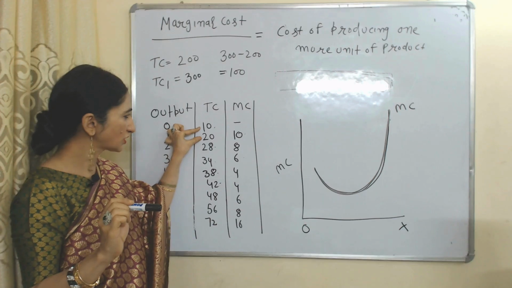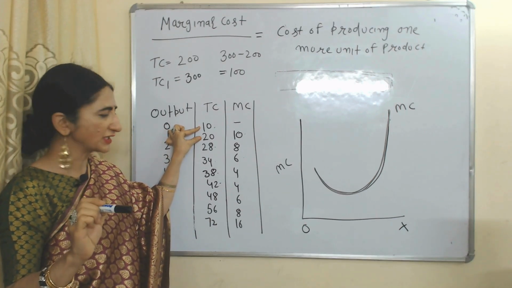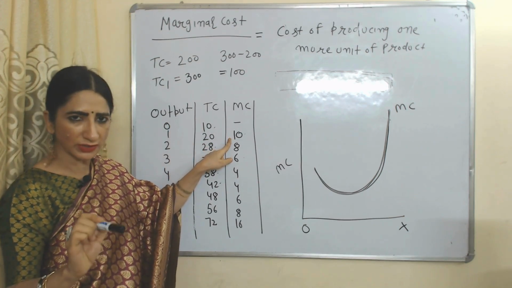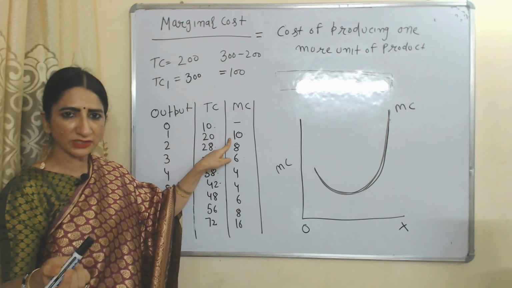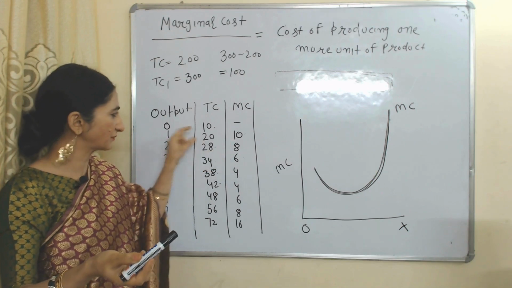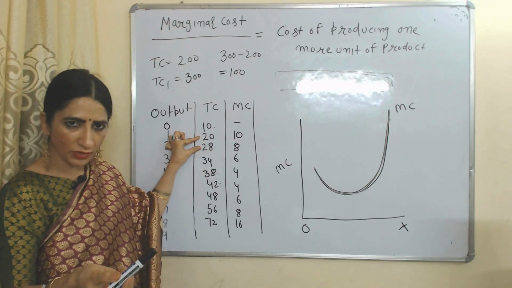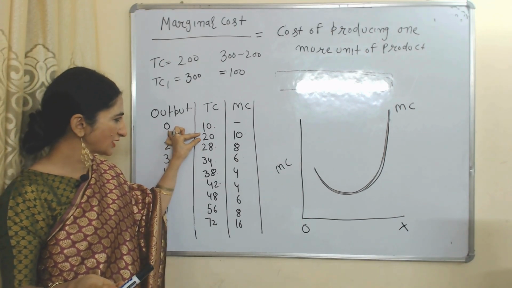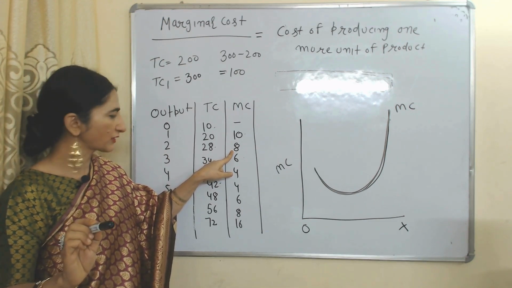Initially, the change in total cost after producing one more unit is 20 minus 10, which is equal to 10. This 10 will be called our marginal cost, because marginal cost means the change in total cost after producing one more unit of product. After producing one more unit of product, the change in total cost is 28 minus 20, which is equal to 8. This 8 will be called our marginal cost.